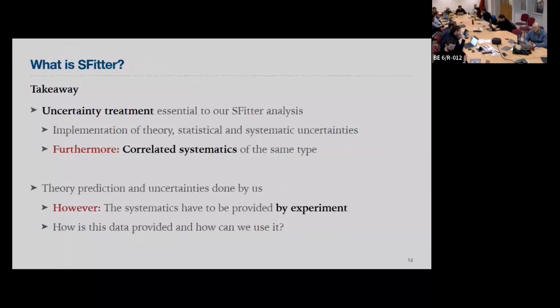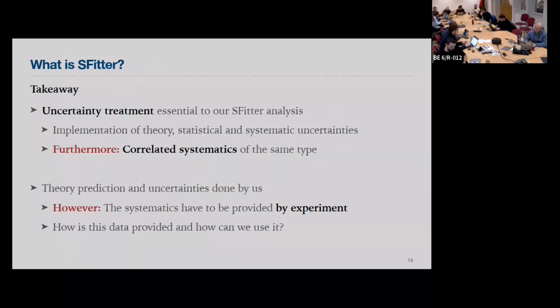So with this, I quickly showed what SFitter is, and here just a quick slide to talk about what you should take away from this. The uncertainty treatment, both systematic and theoretical, is very important, as I've just shown you. Theory predictions and theory uncertainties we can do ourselves. We compute these, and this is okay. But systematic uncertainties are provided by the experiment. So now we get to how these results are provided, and how we can use them.